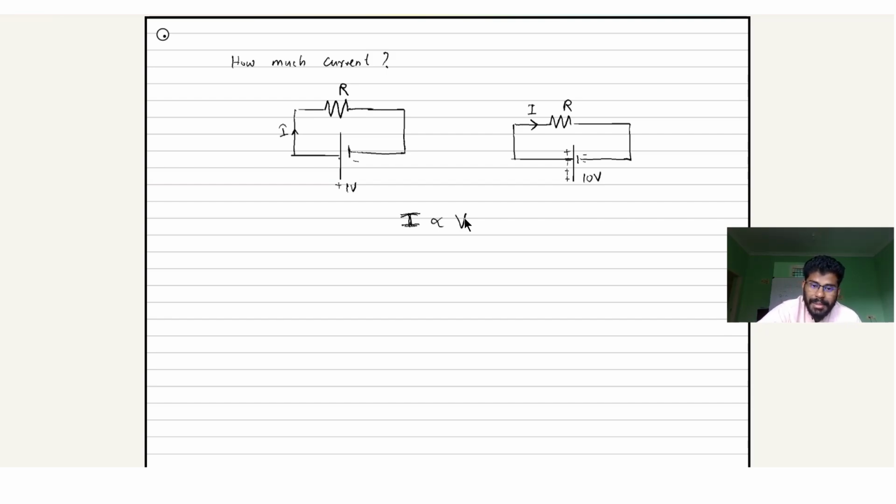Now, does it depend on anything else? Yes, it depends on something else. So you can see that, let's say initially I have taken the wire copper. Here also I have taken the wire copper.